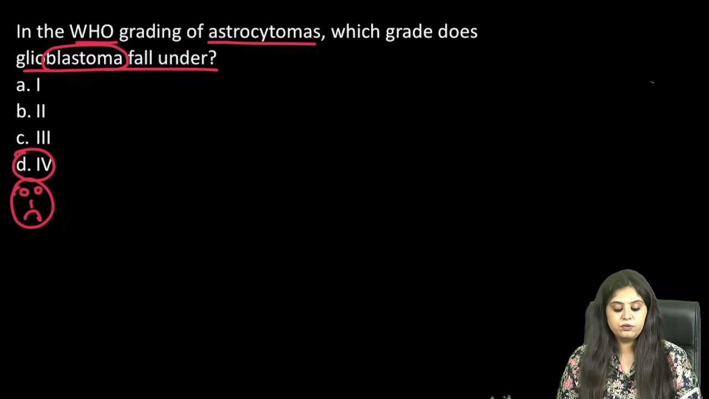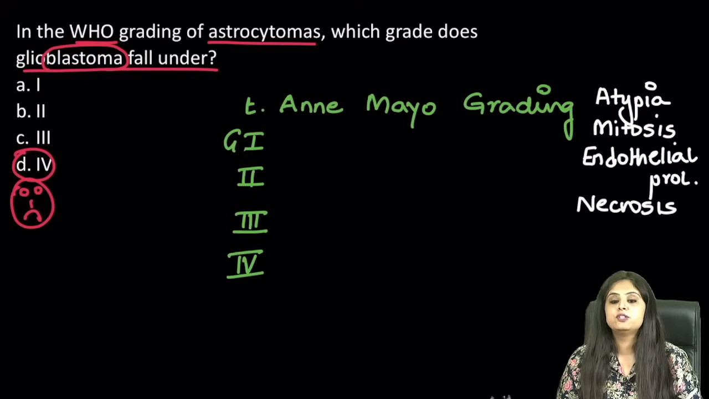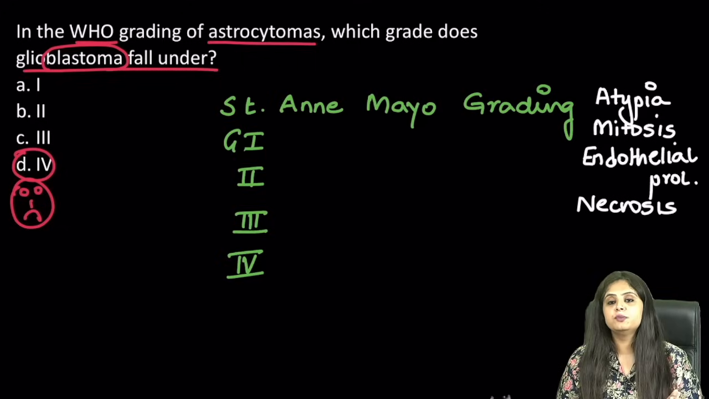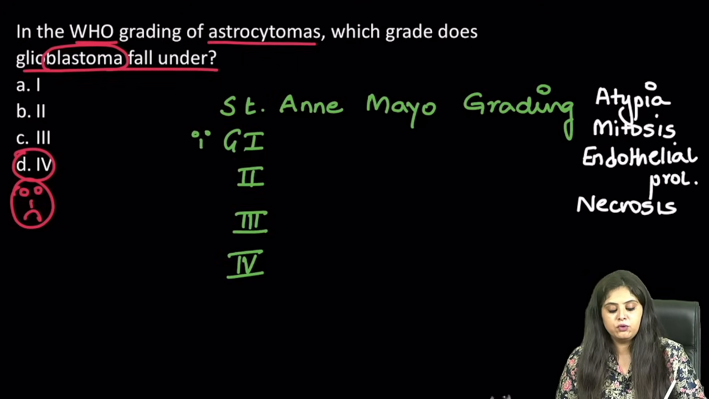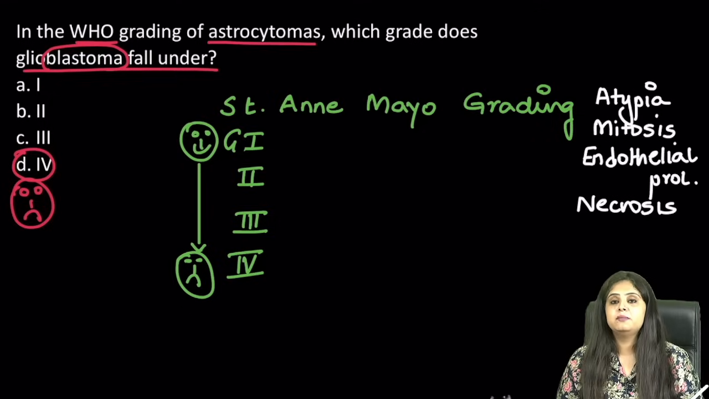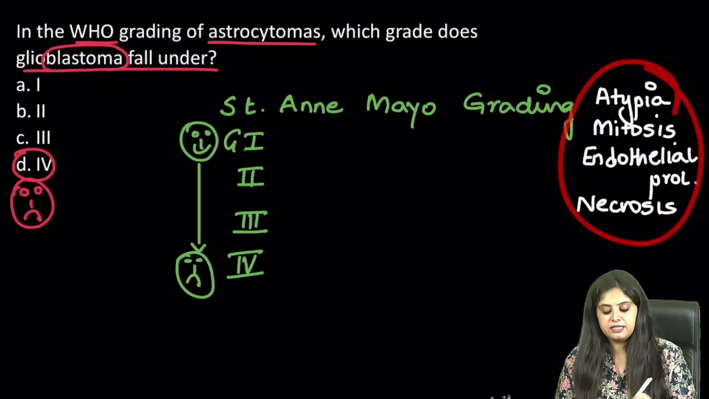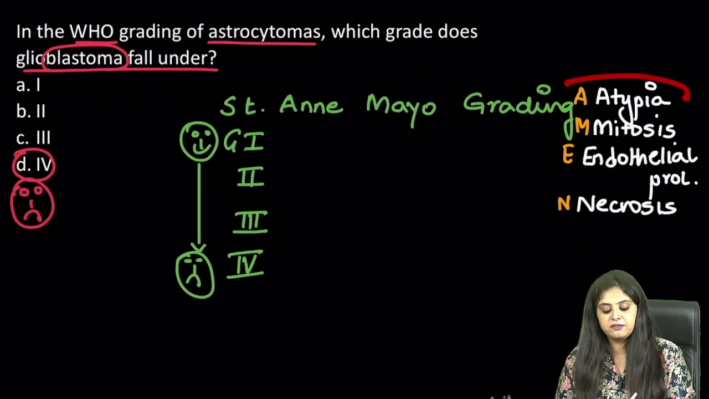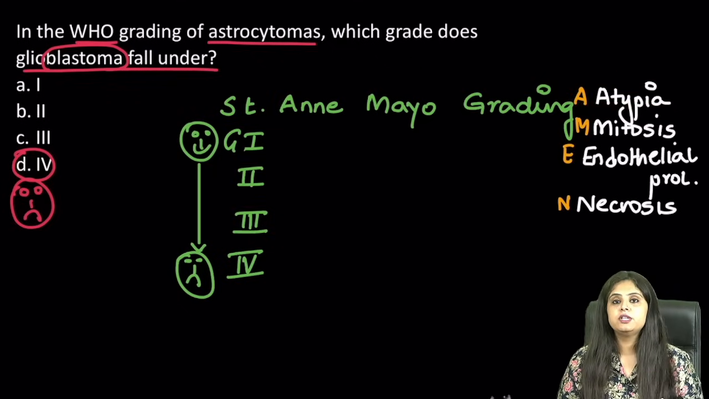Now I want all of you to revise what exactly is this WHO grading, which was initially known as the Saint Anne Mayo grading, still known by this name. It divides brain tumors from grade 1 to grade 4. Grade 1 of course has the best prognosis, and in common sense as we move towards grade 4 it becomes very, very bad, and that is based on 4 criteria which we had learnt by the mnemonic AMEN. Let's revise those criteria. What does A stand for? Atypia, more important for NEET PG students.